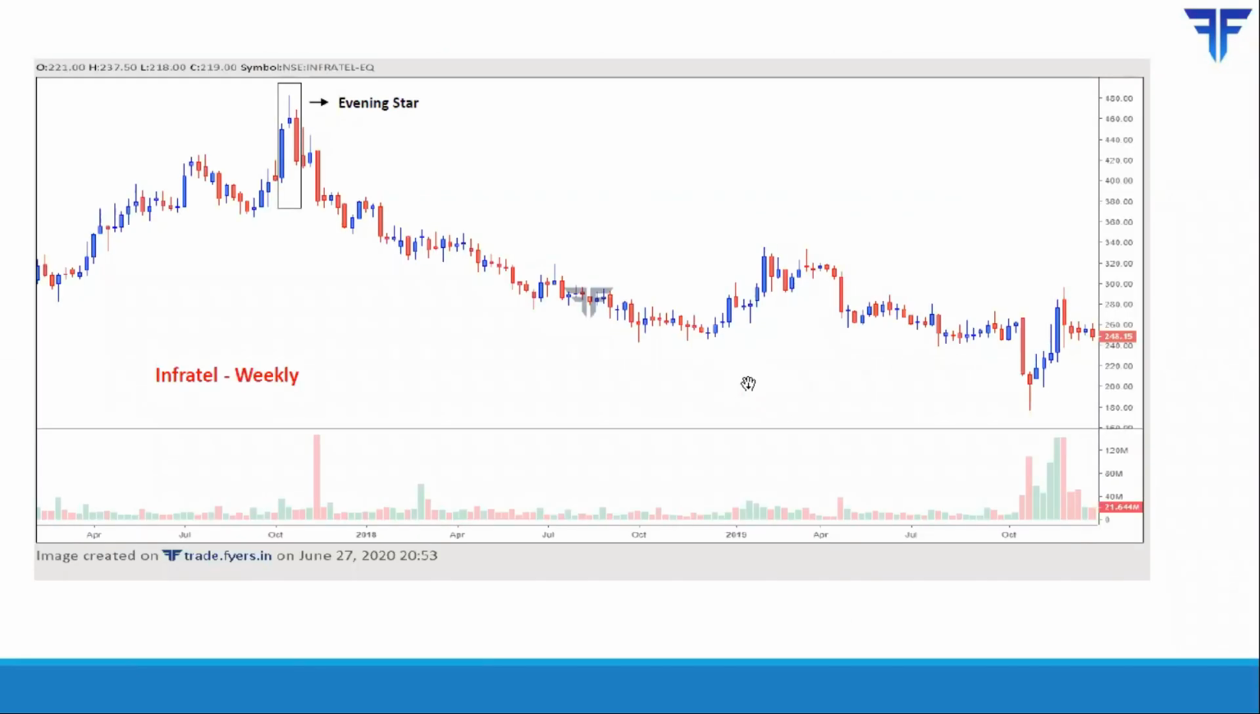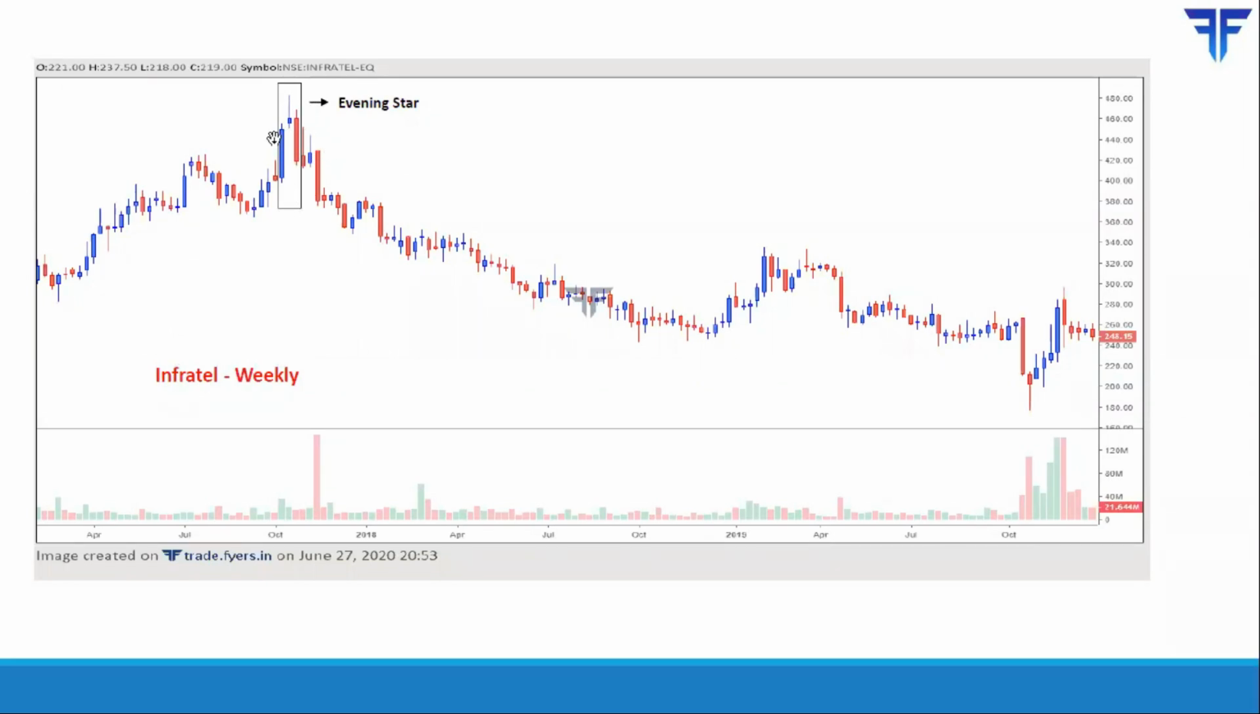So let us now look at some live examples of these patterns. Now this is the weekly chart of Infratel. Here you can see a very nice evening star pattern formed right at the top of the uptrend.